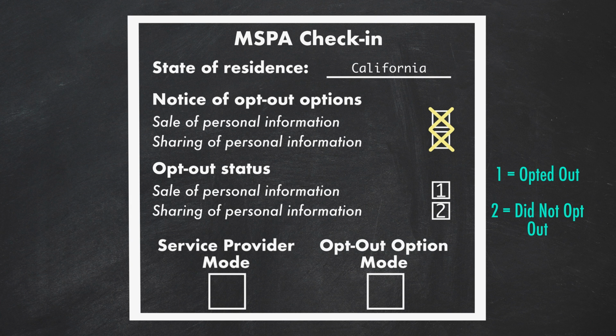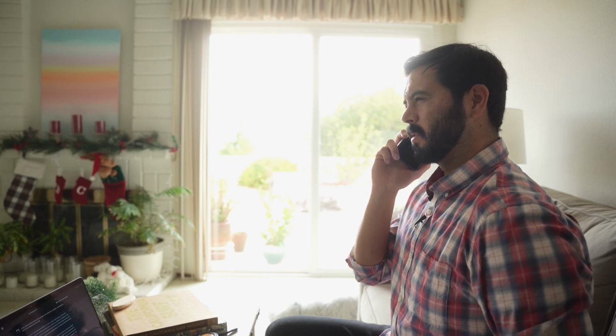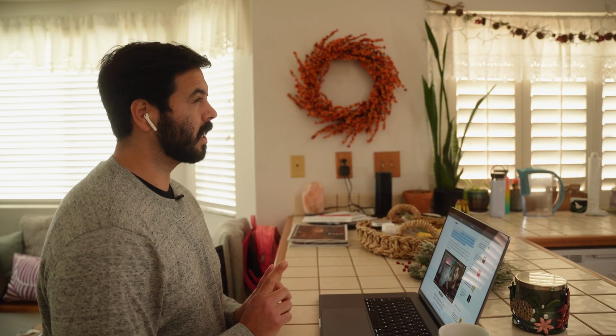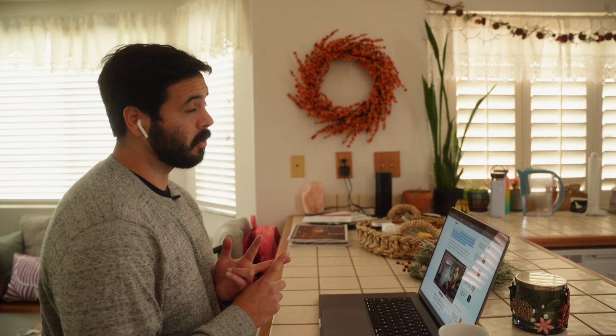Once the checklist has been filled out, the company then decides whether it's operating in one of 2 modes, service provider mode or opt-out option mode. What's the difference between service provider mode and opt-out option mode? The big difference between the two is only opt-out option mode allows for data to be sold or shared for purposes like targeting ads or building third-party audience segments.